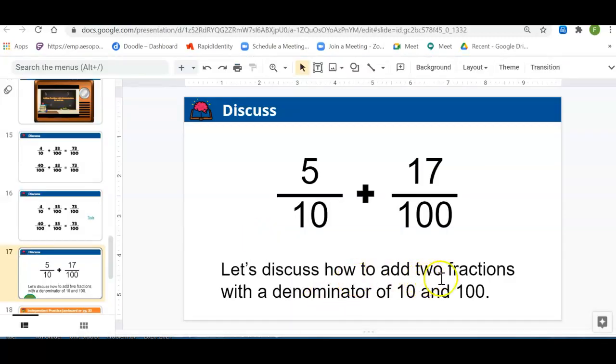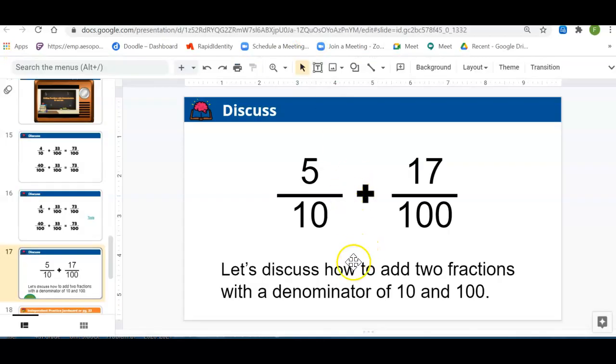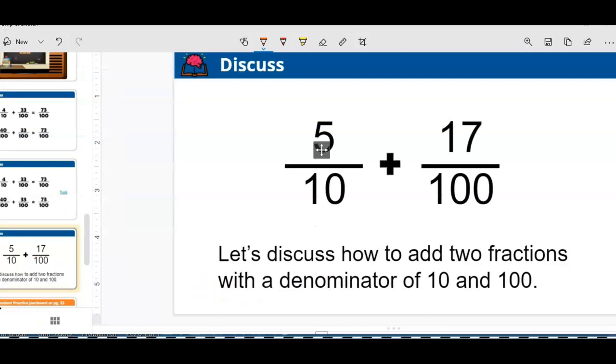So let's discuss how to add 2 fractions with a denominator of 10 and 100. So we've already practiced. We've got a denominator of 10 right here, denominator 100. We practiced on how to use the base 10 blocks to help us. And there's a different way. There's another way that we can do it. All right, so we got 5 tenths plus 17 hundredths.